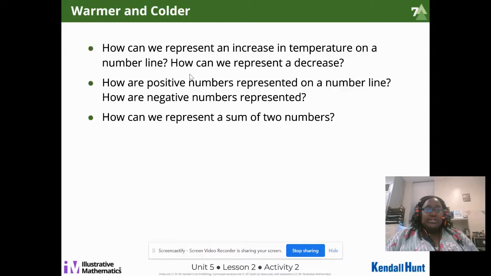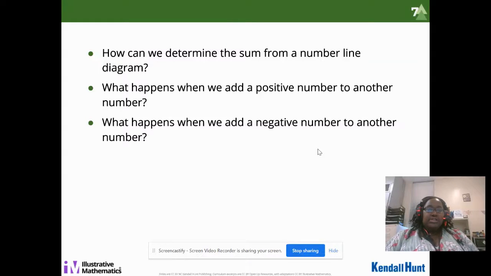So based off of the number lines that you guys completed on the prior two questions, it should be easy to answer these questions. The next one says, how are positive numbers represented on the number line? How are negative numbers represented? And then finally, it says, how can we represent a sum of two numbers? And then again, you'll answer these questions as well.